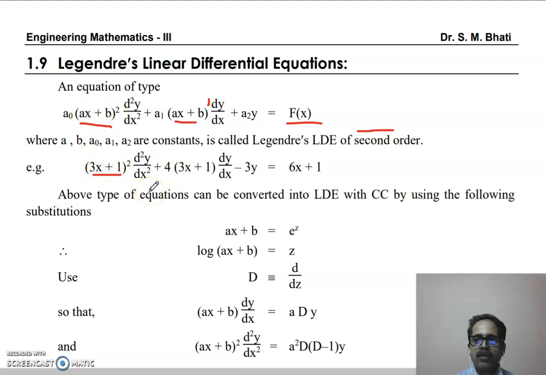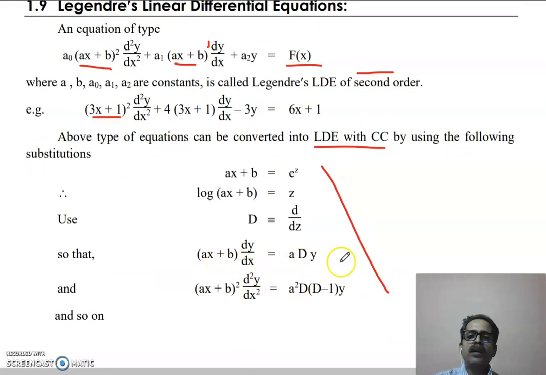Now how to solve these equations? These equations are not linear differential equations with constant coefficients, but we can convert this type of equation to a linear differential equation with constant coefficients by using the following substitutions. These are the standard substitutions, and you need to remember them. You have to put ax plus b as e raised to z, and taking log on both sides, we have log of (ax plus b) is z, and we use the operator D for d by dz, and you must remember these two equations.